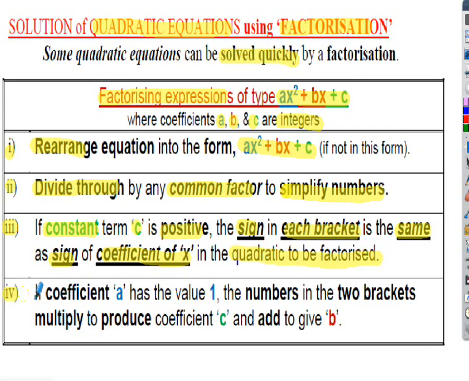And finally, step 4, if the coefficient a has a value of 1, so we just have an x squared, then the numbers in the two brackets actually multiply to produce the coefficient c, and they add up to give the value of b. And we will highlight this consideration in the examples we're going to look at when we solve quadratic equations using factorization.